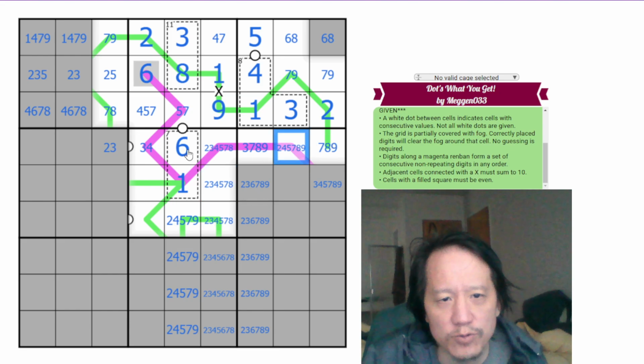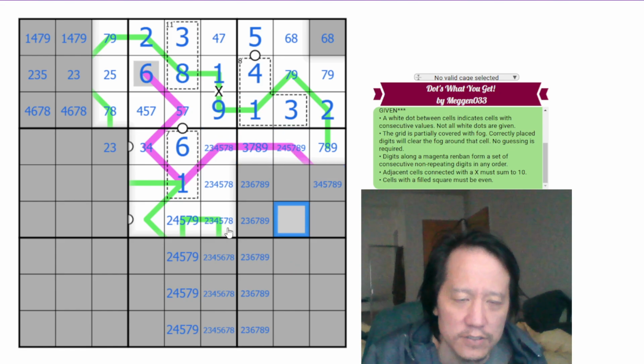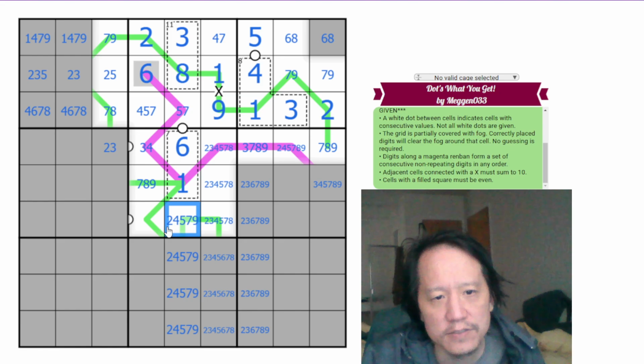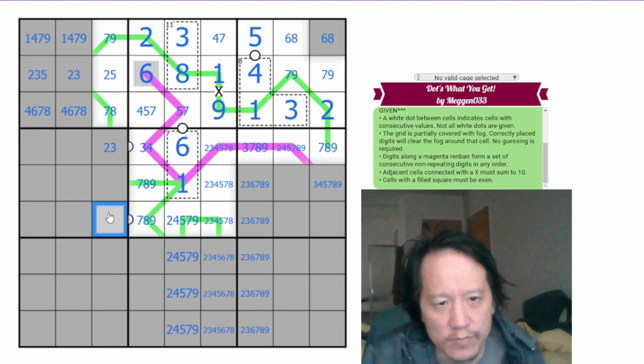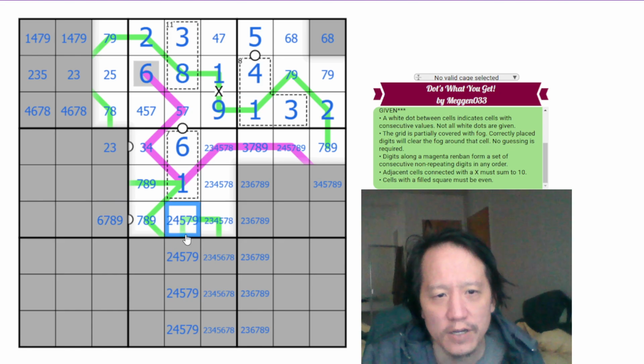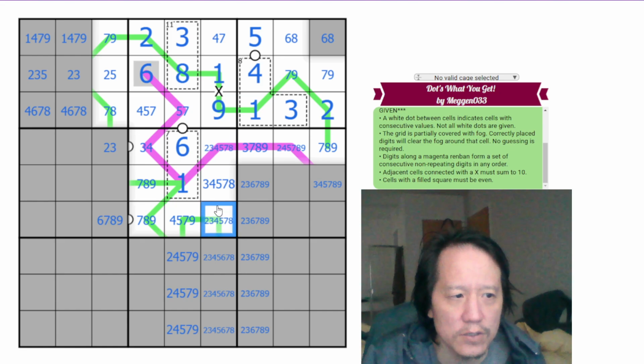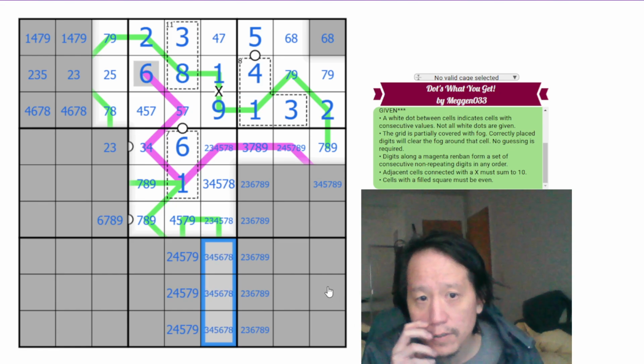So 2 has to be one of these two. 2 could go down here, technically, so that's not valid. This is 7, 8, or 9, which is consecutive with 6 through 9. There's no black dots, so this cannot be 2. Therefore, the 2 has to be one of these two, which means 2 cannot be here.